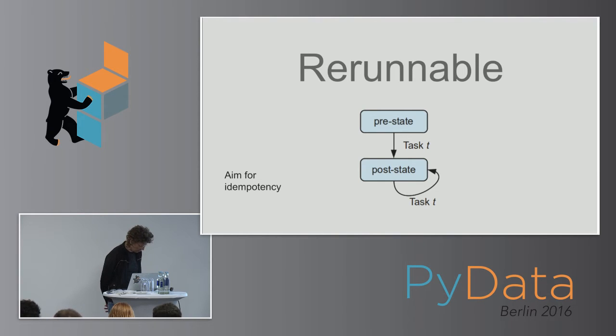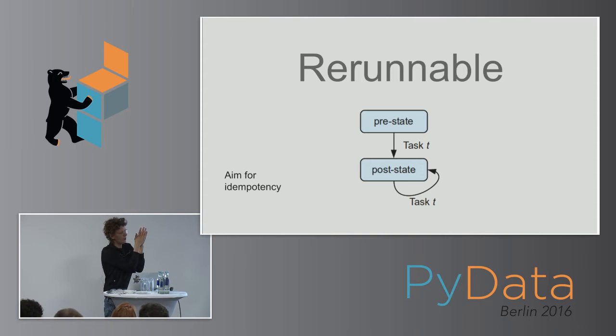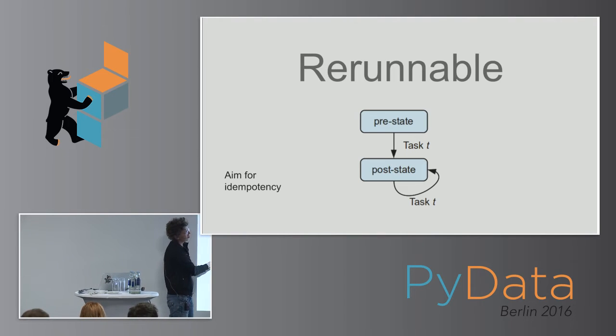So whatever you tackle, I'm talking about those data pipeline chunks: split them up into single functions, as in the pipelines, and make everything rerunnable. Also, aim for idempotency. This is not always possible, but you can try to.